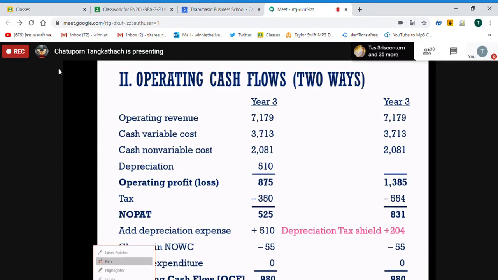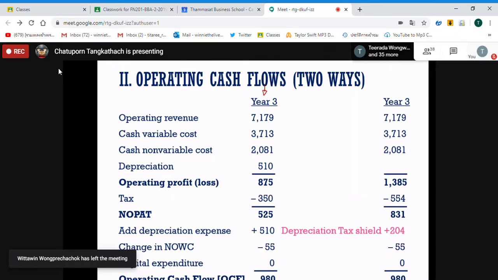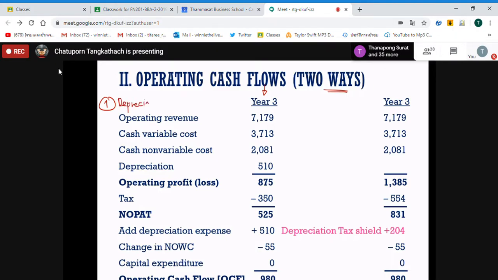Now, for this slide, you may notice that this is what we calculated earlier. And this is the first method for you to calculate operating cash flow. There are two ways to calculate operating cash flows. The first method is called the depreciation add back method. What does the depreciation add back method look like? Again, we compute the revenue, 7,000 something, minus variable cost, minus non-variable cost, minus depreciation. So we minus this, and this. So we get operating profit equal to 875. And after that we deduct tax.